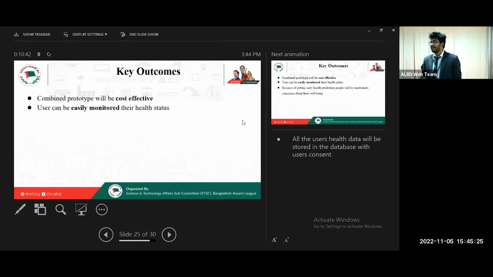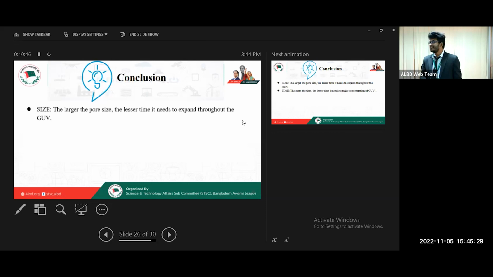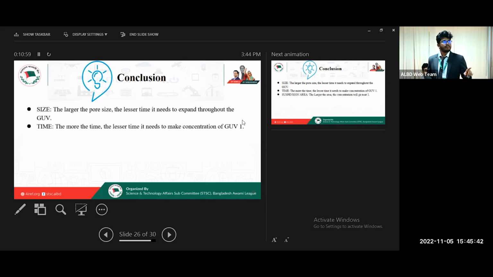Here are some key outcomes. And finally, we have come to the conclusion part. We have seen that the larger the pore size, the more time is needed to expand throughout the GUV. The more time is needed to make the concentration of the GUV reach 1. The less the time, the less the concentration, and the more the time, the more the concentration.